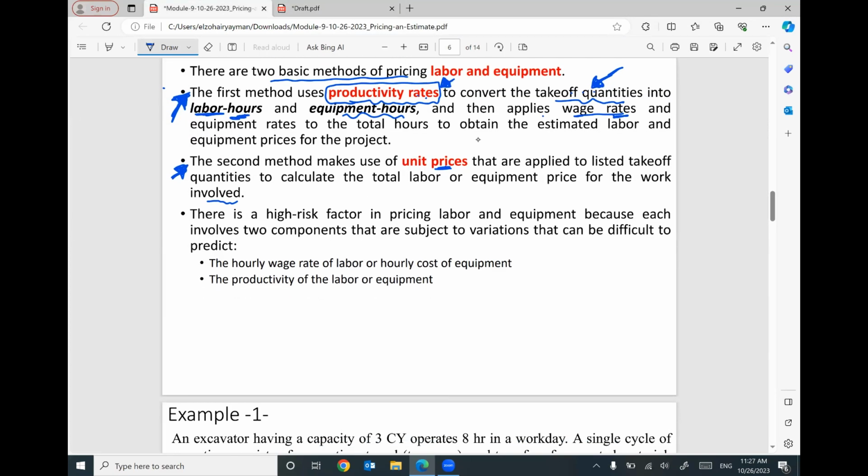There is a high risk factor in pricing labor and equipment. Keep it in your mind because each involves two components that are subject to variations that can be difficult to predict: the hourly wage rate of labor or hourly cost of equipment. As I mentioned, we are talking about estimation. That means it's work that will start maybe after 1 year. Maybe after 1 year, the price will be doubled.